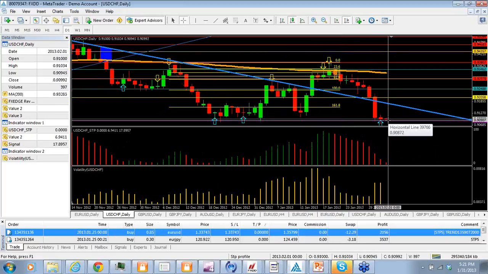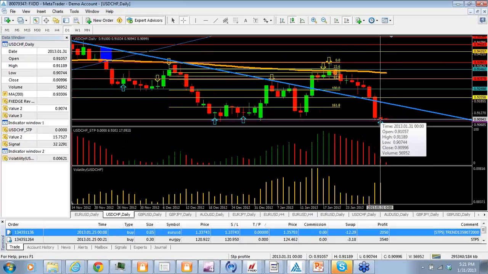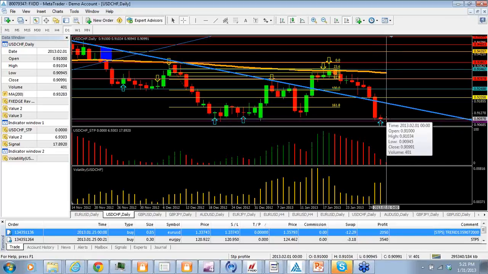I'm looking for... it's not doing anything. It's kind of giving us the very same movement, 91.05 with a close at 90.99, so 6 pips difference here. It's kind of a doji-like formation. They do fall in line together, the euro dollar and the dollar Swiss.